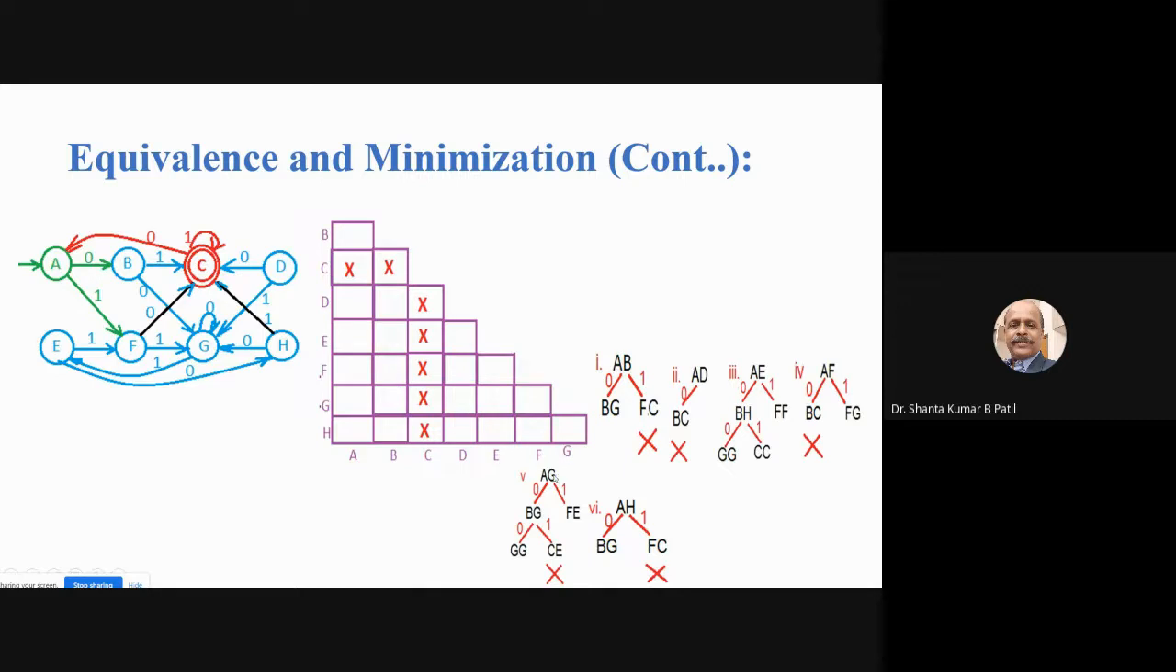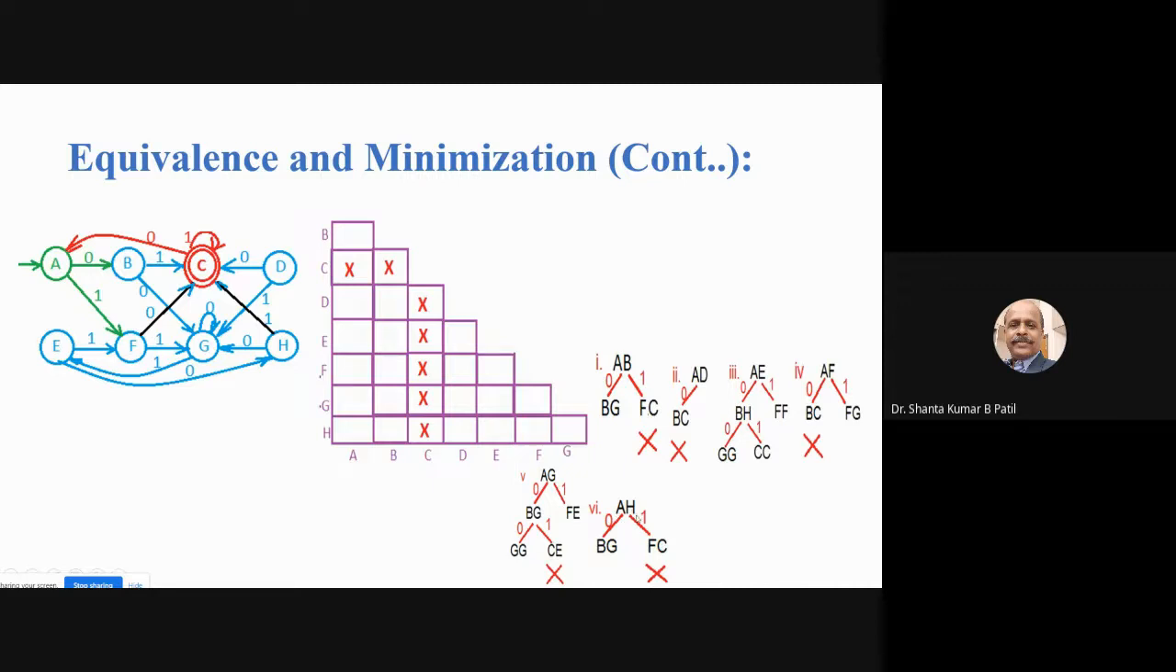Like that, AG. AG on 0 is BG. BG does not have the cross mark. AG on 1 is FE. FE does not have the cross mark. The construction of the tree continues. BG on 0 is GG. BG on 1 is CE. CE has a cross mark. Hence, stop the construction of the tree. Decide AG is a cross mark.